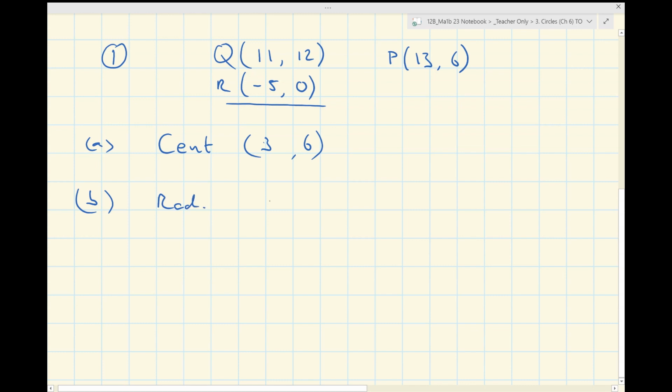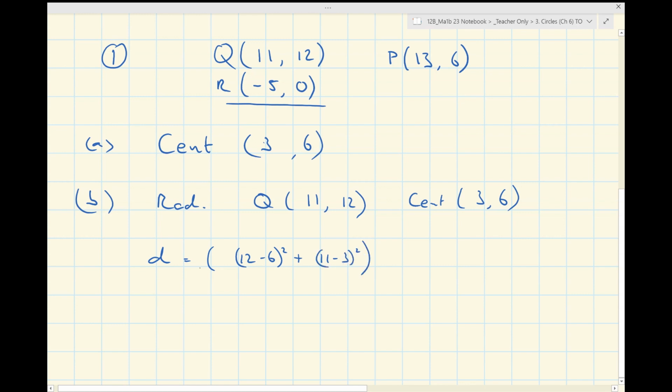Well, the radius of the circle is going to be the distance between one of the ends of the diameter and the centre. I'm going to take Q and the centre of the circle. So we need to find the distance, the length between the centre and the edge. So I'm going to use the distance formula. So D is going to be (12 − 6)² + (11 − 3)².